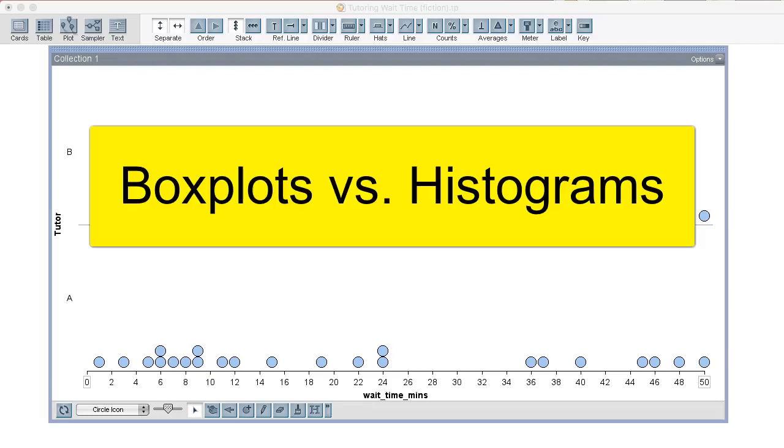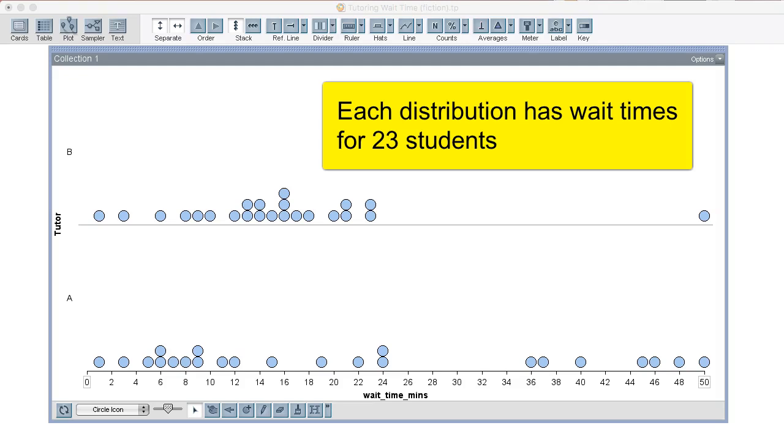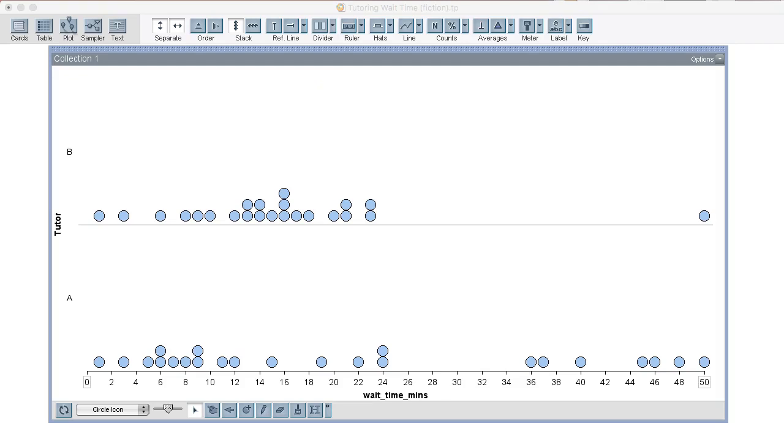In this video, we will compare histograms and box plots. These dot plots show the fictional wait time distributions for two online tutoring services labeled A and B. For example, this student sent a question to tutoring service A and waited 1 minute for a response. This student sent a question to tutoring service B and waited 50 minutes. Let's add the box plots.